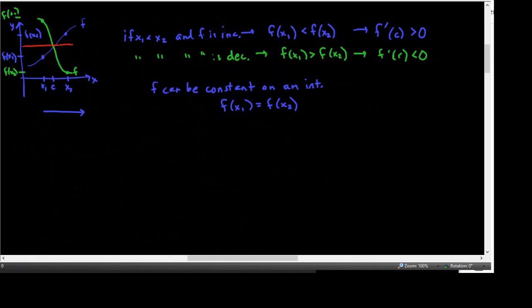And if it's constant, which I had not drawn up here, so this is a constant function, and f of x sub 1 equals f of x sub 2, which is this y value right here, whatever that is. And the slope of the tangent line to that horizontal line will be equal to 0 at c.